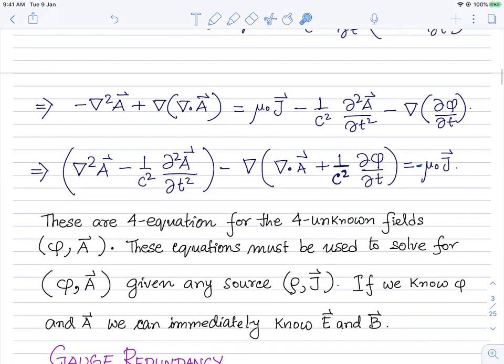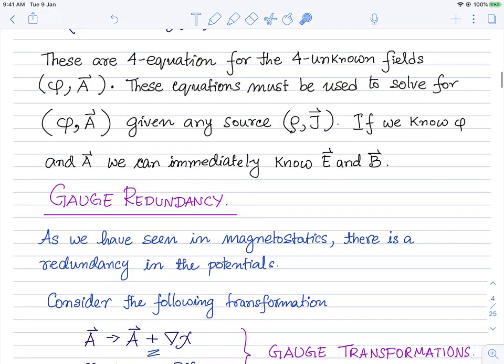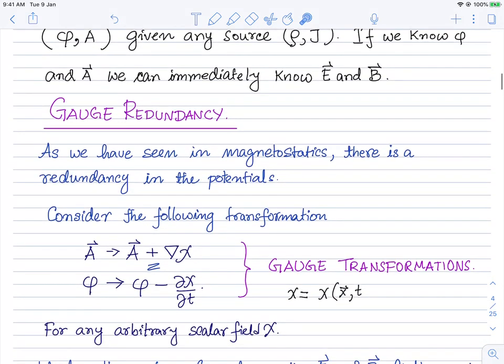And once we find a solution, we can go back and find the electric and magnetic field. But there is a very interesting phenomenon that goes on, and this brings us to the idea of gauge transformation and gauge redundancy. Again, we have discussed this very thoroughly before.